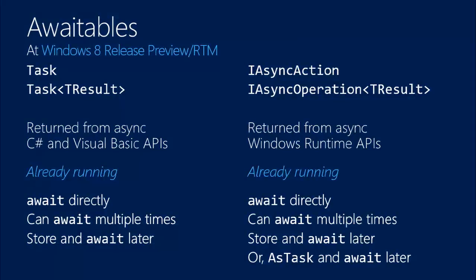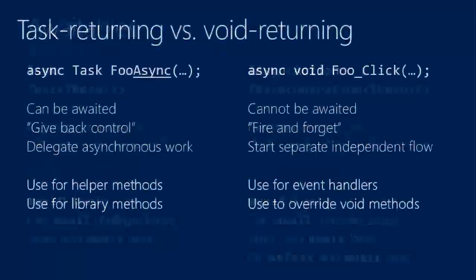And that was fine, because it's treated just the same as we would treat a task. Or the one extra thing you can do, if you really do want a task, you could just convert it to a task using the asTask method. Then you can await that task later. And we'll see some reasons why you would do that.